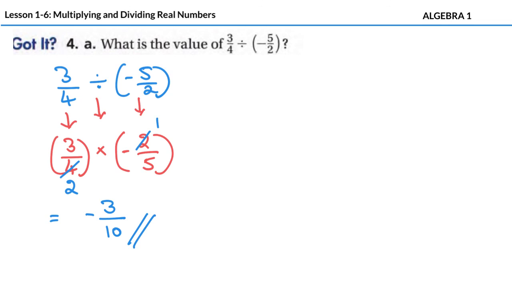So with this, we have completed the lesson on multiplying and dividing by real numbers.